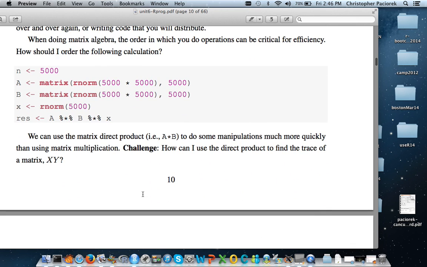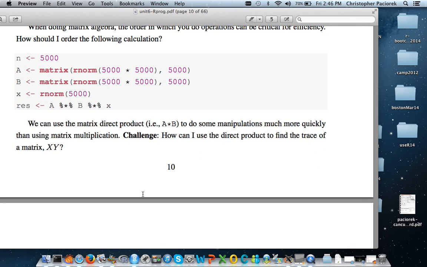Okay, so let me turn to, this builds on this question of how many calculations you have to do when you do matrix algebra calculations. So suppose I need to do this calculation. I have a matrix A, it's 5,000 by 5,000. Matrix B, it's the same size. I have a vector X, of length 5,000. I have to do the matrix multiply of A times B, and then a matrix vector multiply. There are two ways that I could do this calculation. I could either first do the matrix multiply and then the matrix vector multiply, or I could first do the matrix vector multiply and then multiply the result by the matrix. So which is going to be faster?